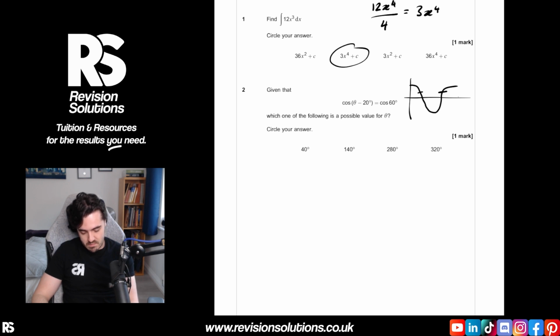So it would be this one over here that we're interested in. And remember, the cos graph ends at 360 degrees. If this is 60 here, this value we must be after would be 360 minus 60, or 300. So we need theta minus 20 to equal 300, which is just going to be 320 then.